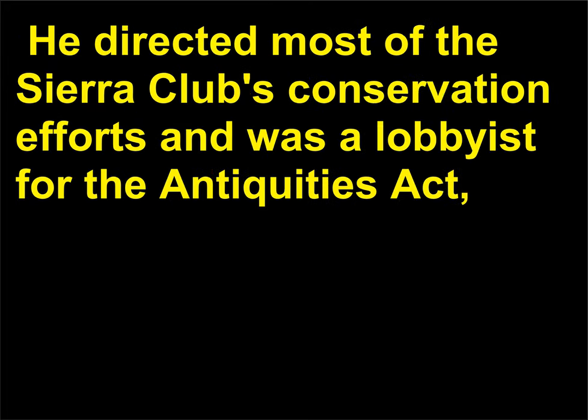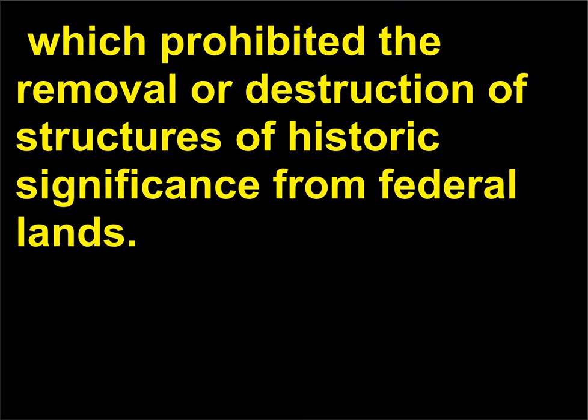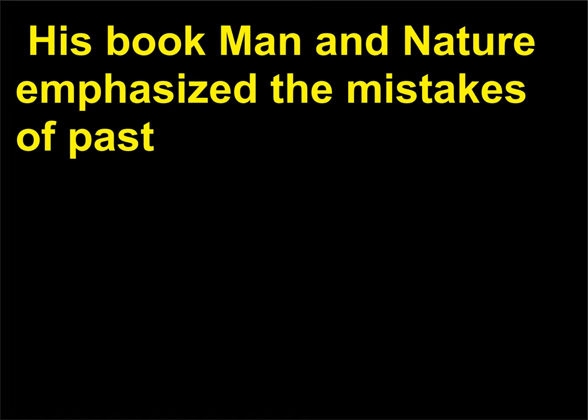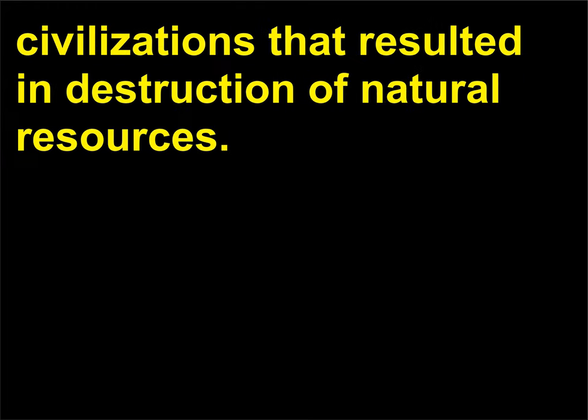He directed most of the Sierra Club's conservation efforts and was a lobbyist for the Antiquities Act, which prohibited the removal or destruction of structures of historic significance from federal lands. Another prominent influence was George Perkins Marsh, 1801-1882, a Vermont lawyer and scholar. His book Man and Nature emphasized the mistakes of past civilizations that resulted in destruction of natural resources.